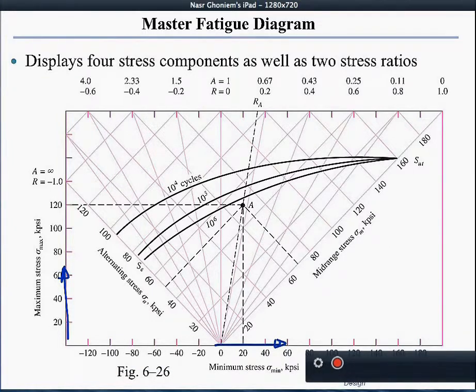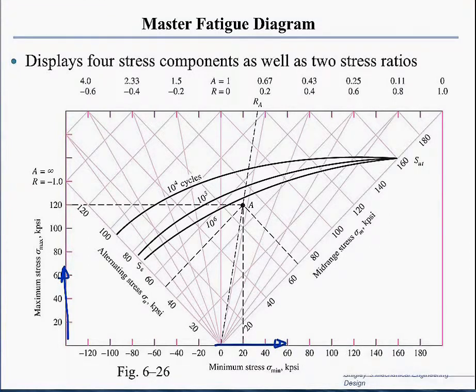If you see right here, I can plot the mid-range stress, which is a 45-degree line, because the mid-range stress, which is the mean, is the sum of the maximum and minimum divided by 2. And on this, I can also have another line at negative 45 degrees, or 135 degrees. This is the alternating stress, because this is the difference between the maximum and minimum divided by 2.